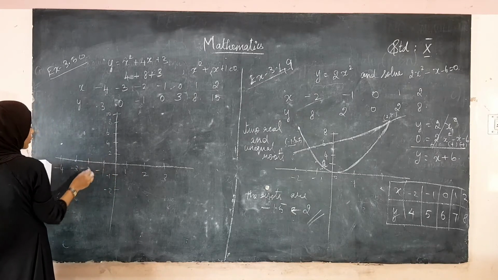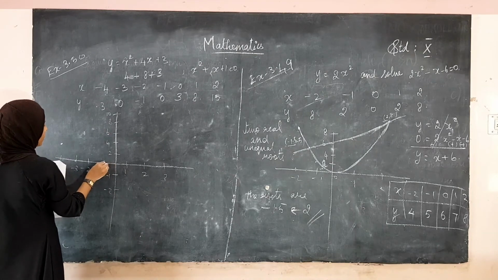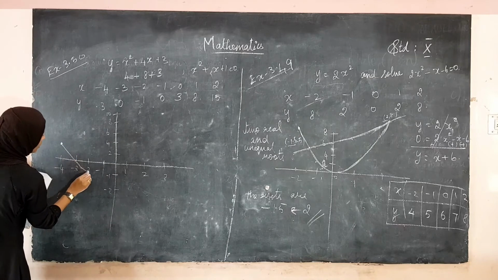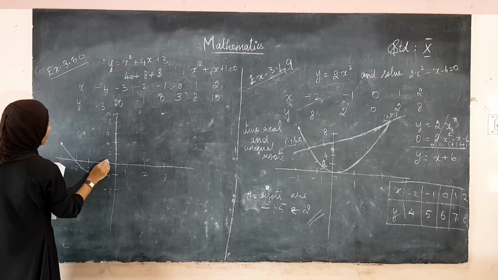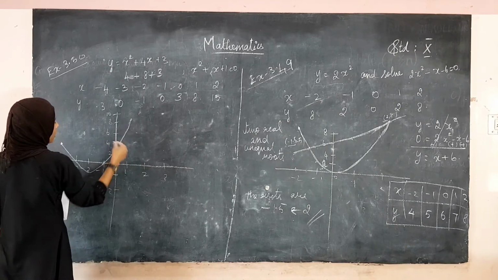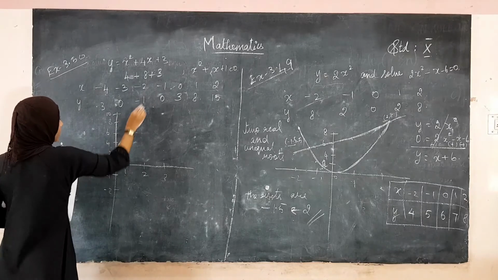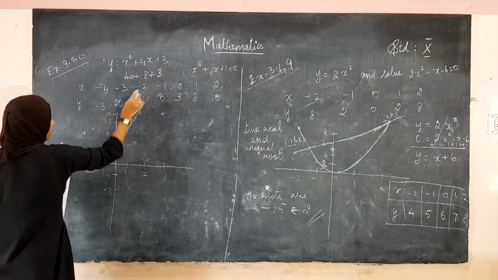See here, minus 2 comma minus 1 and then minus 1 comma 0, this point. And then 0 comma 3, this point. And then 1 comma 8, this point. 2 comma 15, it goes on like this. Okay. The graph is like this.